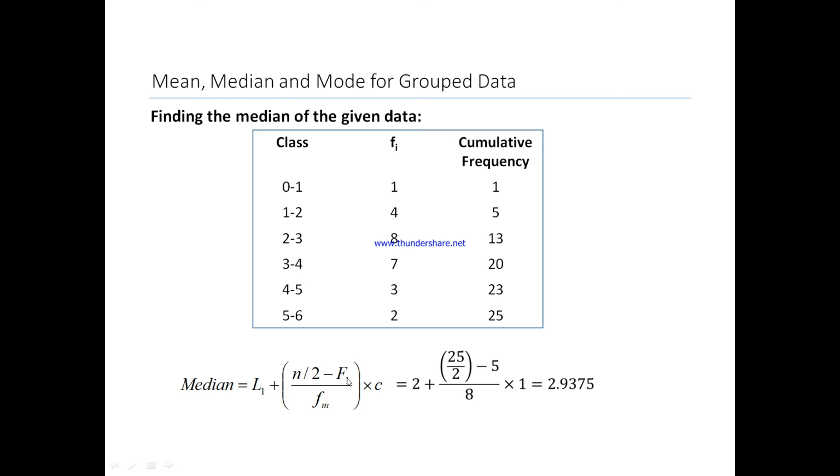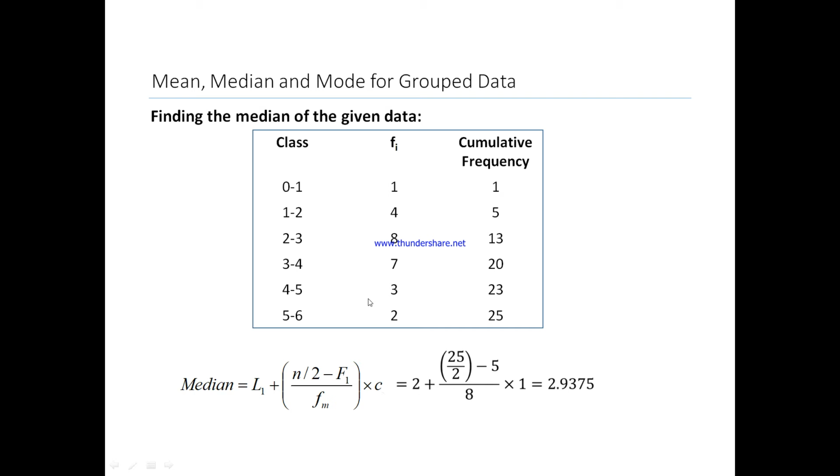And capital F1 is the summation of the frequencies which are below the median class. So this is our median class. Below that you have two classes, and in this one the frequency is 4, in this one the frequency is 1. So when you take the summation of the frequencies, 1 plus 4, that is 5. So for F1 you have to substitute 5.